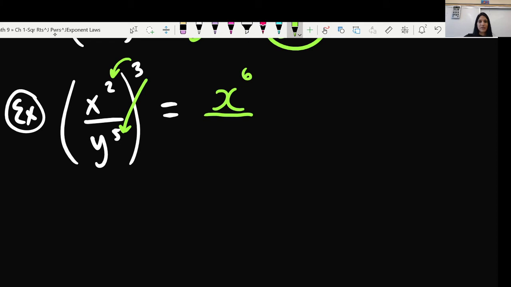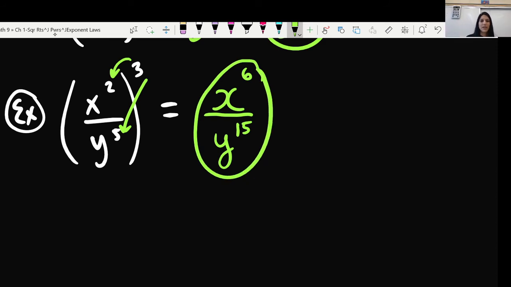And now if we move to the bottom, the base stays the same, so it's going to be y. And then we have a 5 times 3, so it's going to be to the power of 15. So after all that, this would be my simplified solution.